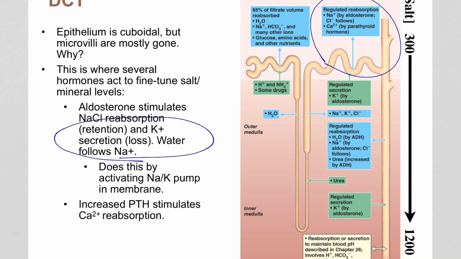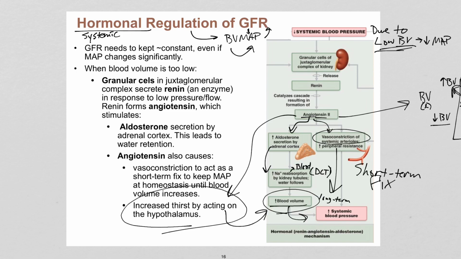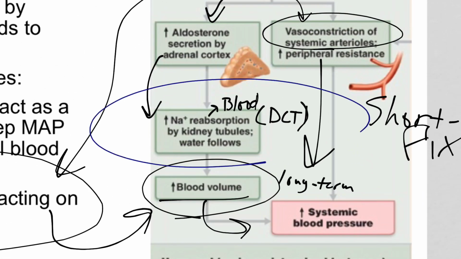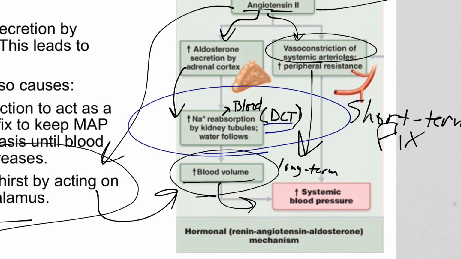Since water follows salt, that increases blood volume. That's this, right, from aldosterone. And when we first went through it, I already mentioned that happens in the DCT. Okay, so that's the same thing. It's just giving you a bit more context as far as where it's happening in the renal loop.